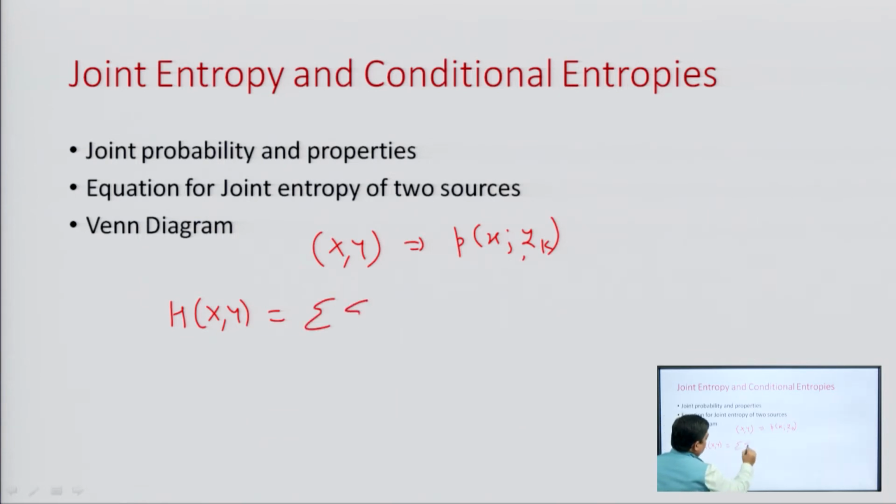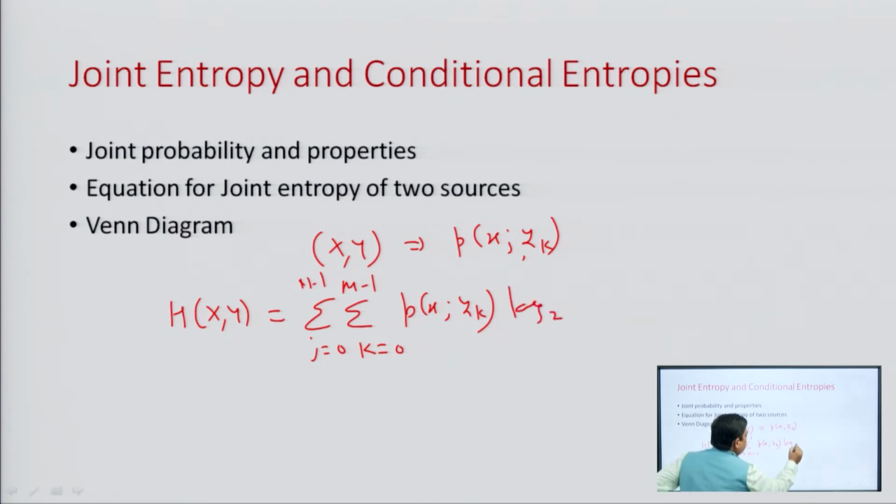is nothing but, similarly, here there will be a double summation, because of double variables, j equal to 0 to n minus 1, k equal to 0 to m minus 1, p(xj, yk), the probability of that event occurring jointly, into log of base 2 1 upon p(xj, yk). This is the equation for the joint entropy of two sources.